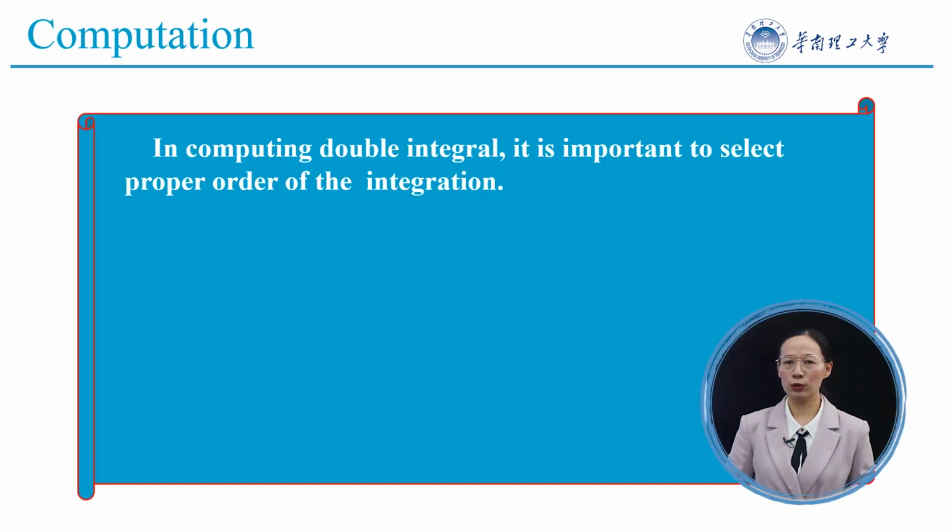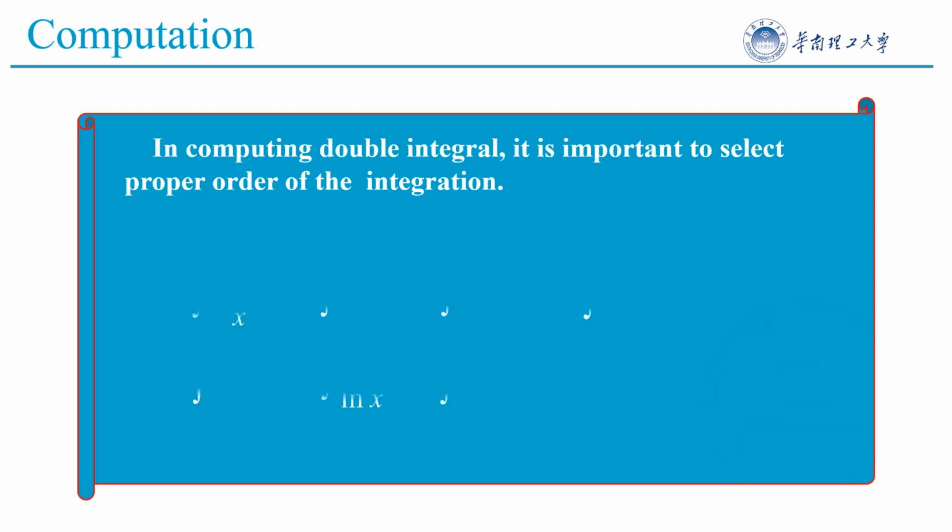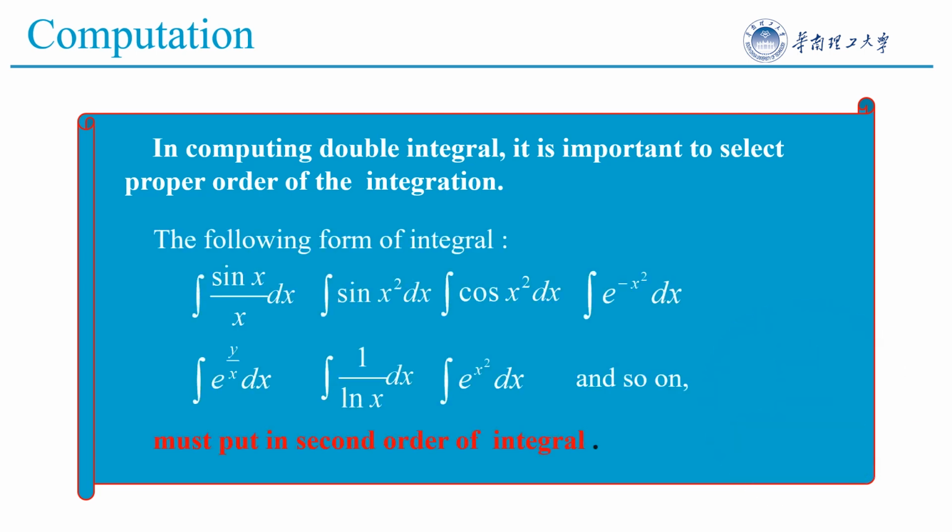Notice that in computing a double integral, it is important to select the proper order of the integration. The following forms of integral must be put in the second order of integration. For example, the integral of sin x over x with respect to x, the integral of sine of x squared with respect to x, the integral of 1 over ln x with respect to x, and so on.